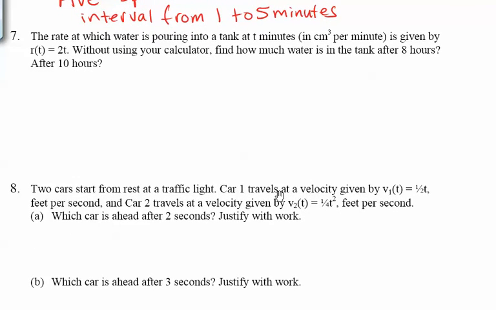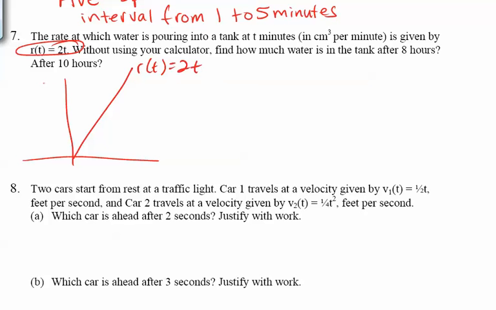Okay, number 7, we've got a rate at which water's pouring into a tank, in cubic centimeters per minute, and we've got a very simple rate function. So here's an example where you might say this is linear, so r of t is equal to 2t, and our r of t axis is in cubic centimeters per minute. So you might say, could I just do this one geometrically? Without using a calculator, how much water is in the tank after 8 hours?